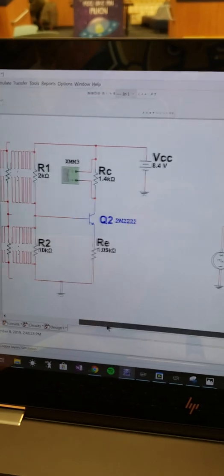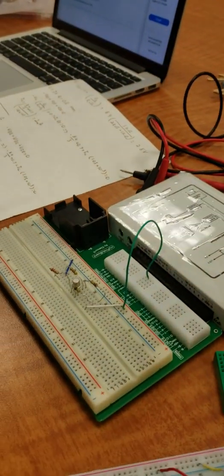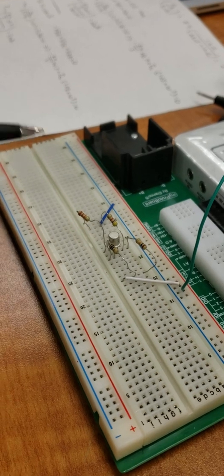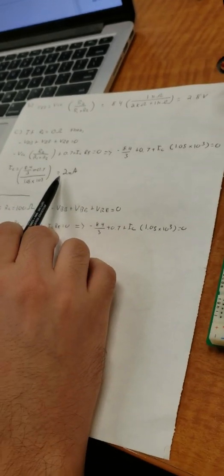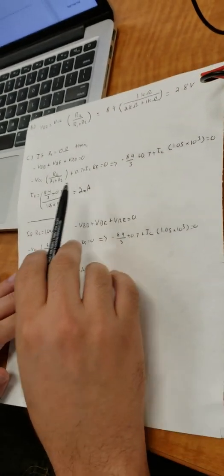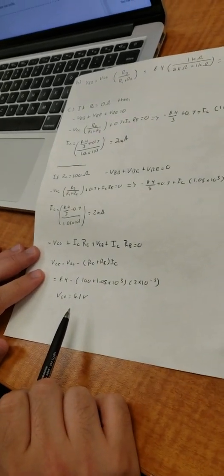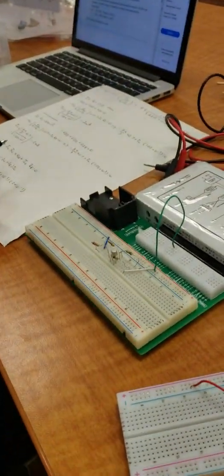And then the final part is what would happen if we let RC equal 0 ohms and let RC equal 100 ohms, and then we were supposed to measure the current in the transistor. So first for 0 ohms, we did it by hand, and we got a calculation of 2 milliamps. And then with 100 ohms, we got a calculation of 6.1 volts. And that's exactly what we got on the sim, and then when we measured it on the circuit, that's exactly what we got too.